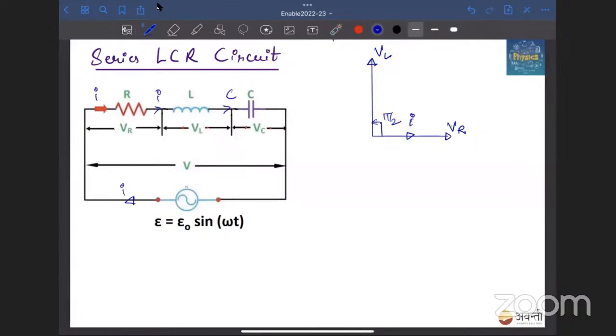Similarly, if I talk about capacitor, in case of capacitor, the current is leading. That means voltage will be here. We can write voltage is pi by 2 lagging than current. So this is the phasor diagram. Okay. And the frequency is omega. Now, if I talk about the resistance and the impedances or the reactances, then how I will draw the diagram? Look here, all of you.